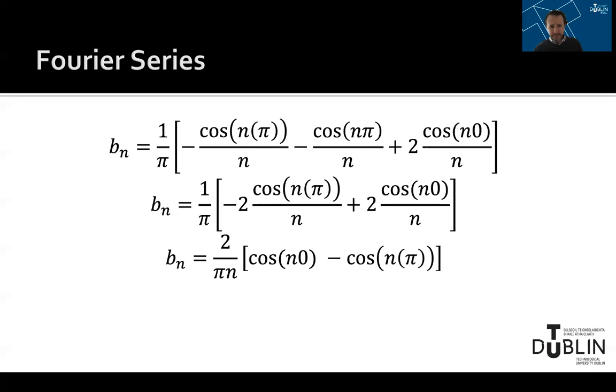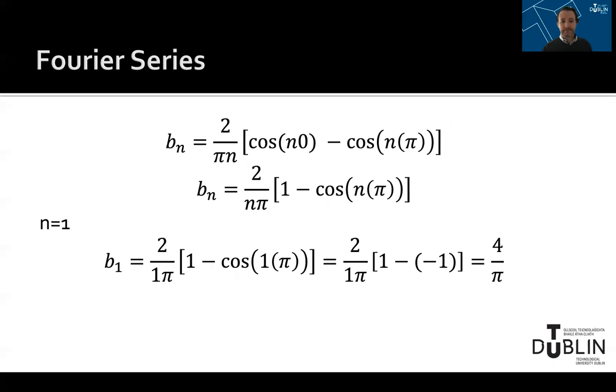And so now what we find here is this goes to -2 times cos n pi divided by n plus cos n0 divided by n. So we can take the 2 out. And so we have cos n0 minus cos n pi. Now, what is that? Cos n of 0, or cos of 0, is 1. Cos n of pi, when n is equal to 1, is -1. So that's 1 minus -1. So that's 4 divided by pi.